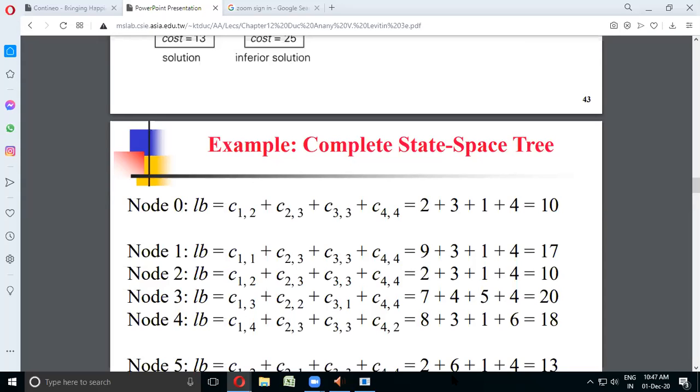I'll be doing one more problem, in case you get a little confused about the assignment.